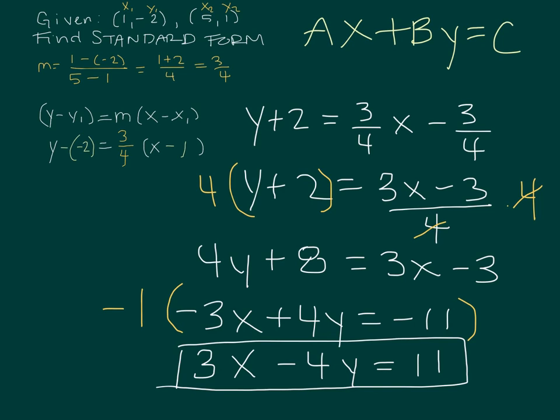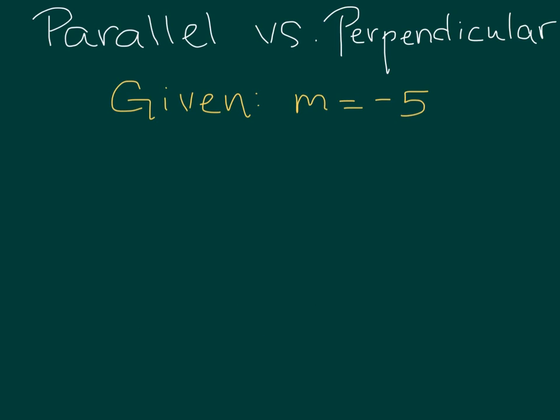Okay, the last little concept that I want to go over is the idea of parallel versus perpendicular slopes. So we'll remember that parallel lines are lines that never intersect. It's worth writing down. Perpendicular are lines that intersect specifically at a 90-degree angle. You'll remember from geometry, specifically at a 90-degree angle.